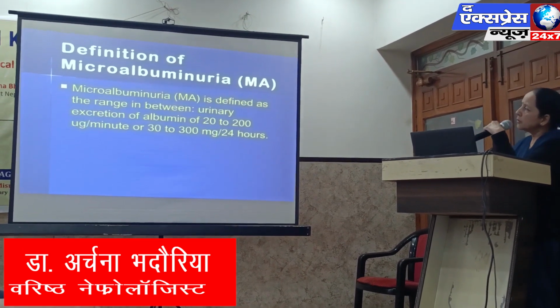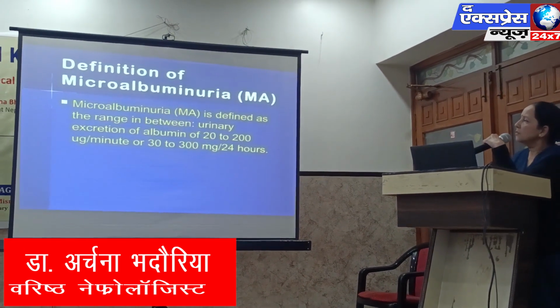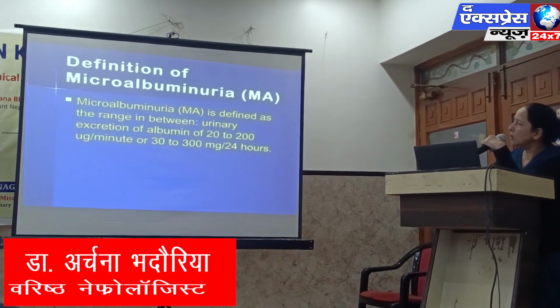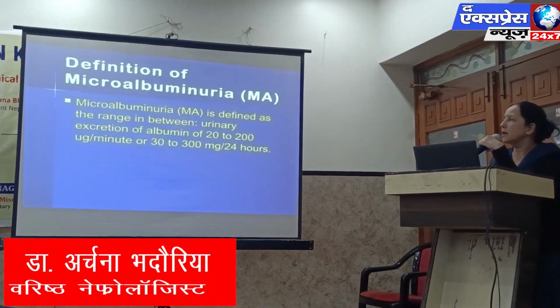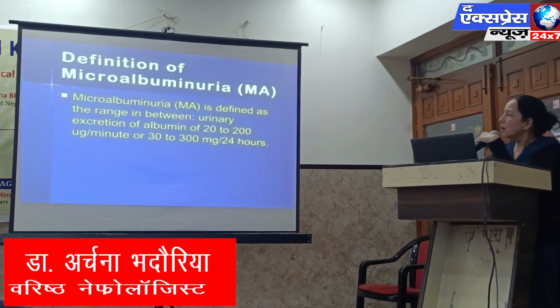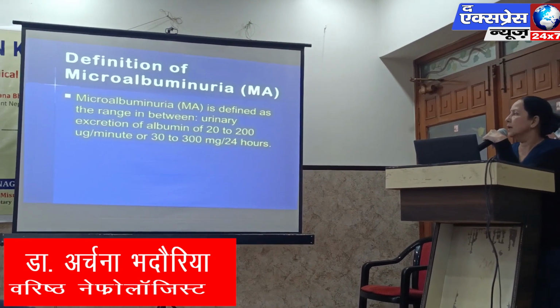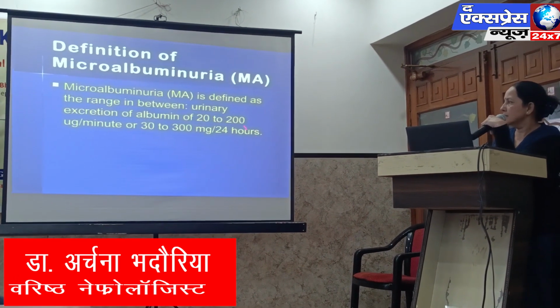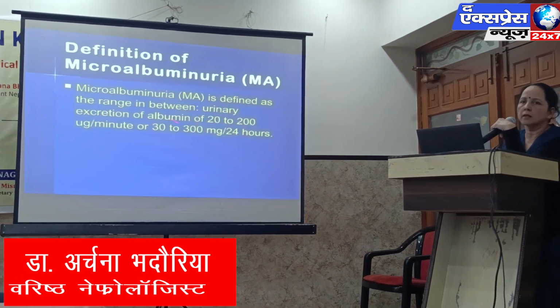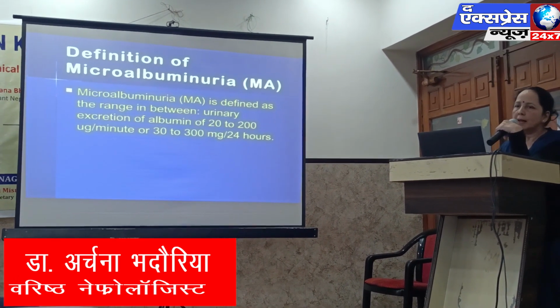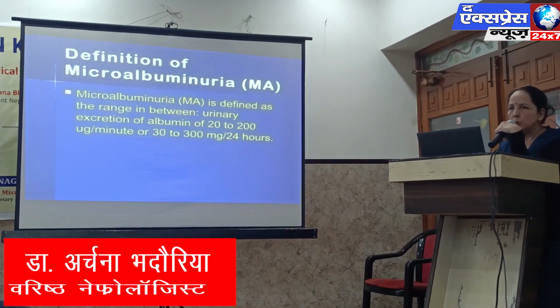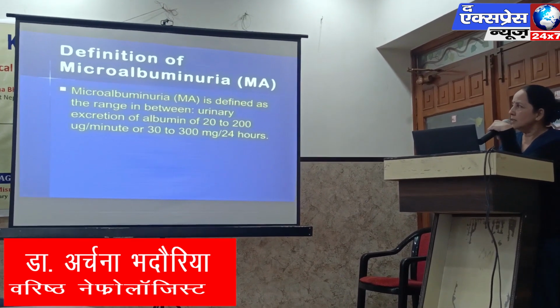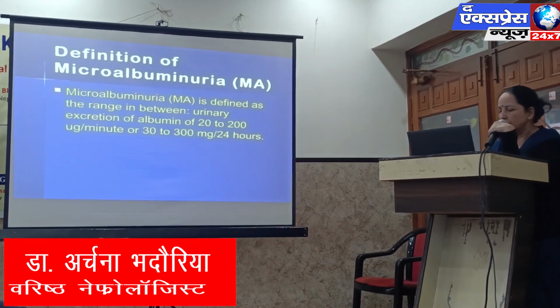So microalbuminuria is defined as the range between urinary excretion of albumin of 20 to 200 micrograms per minute, or 30 to 300 milligrams in 24 hours. This reading is in use and we have to remember this only. Albumin excretion of 30 to 300 milligrams per day comes under the category of microalbumin.